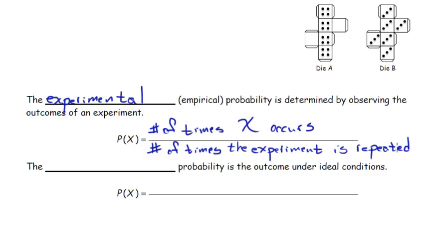Well, after a while, most of you guys stopped rolling your dice because you saw that die B always got a 3, and you guys jumped to what we called the theoretical probability. And this is the probability under ideal conditions. So this would be the number of ways X can occur, and we're going to divide by the total number of possible outcomes.